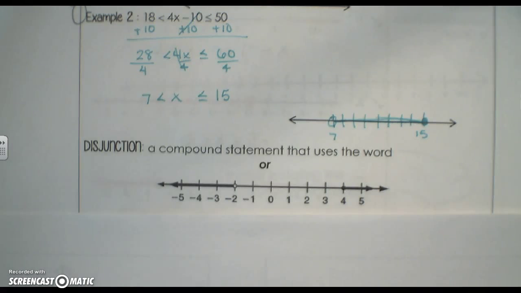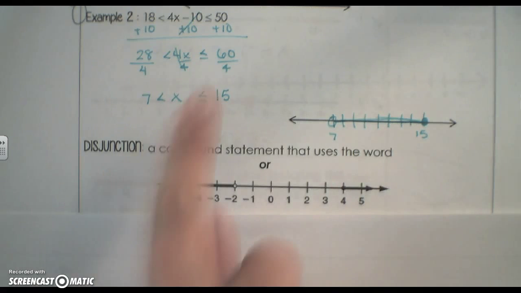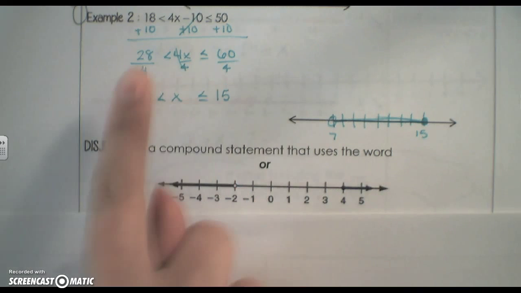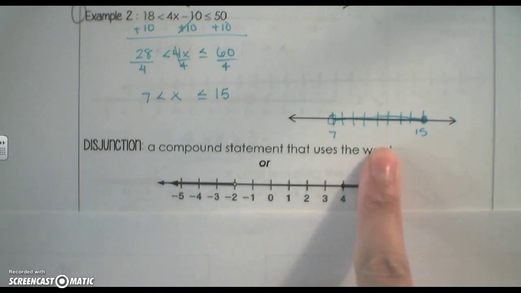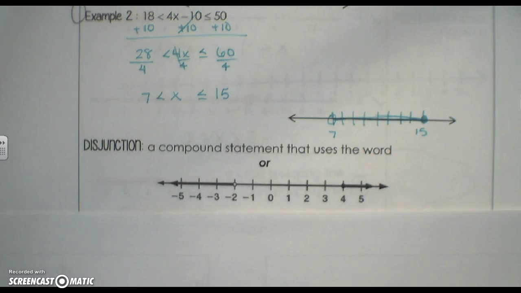All right, so go ahead and check your answer. Whatever method you used, you should have gotten x is greater than 7 and x is less than or equal to 15, and then graphed it here. So pause if you need to check some more. Otherwise, we're going to move on to the next section.